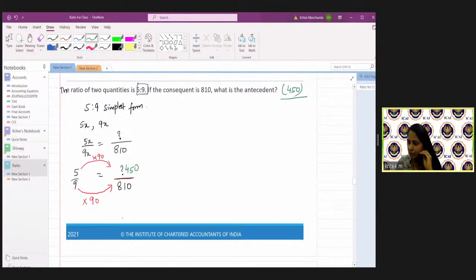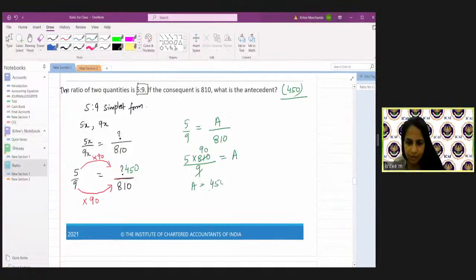Again, one way of doing it. I'm sure by now you would be able to figure out the other way also. So I say 5:9 is same as, I don't know what the antecedent is, by 810. Simply cross multiply. 5 into 810 by 9 gives me the antecedent. So the antecedent is 450. You can do any of the methods.